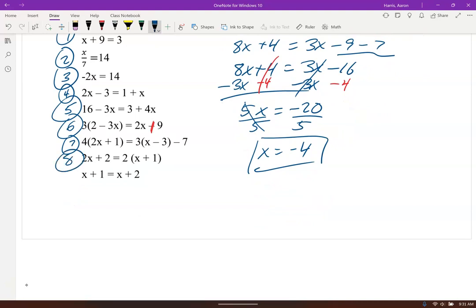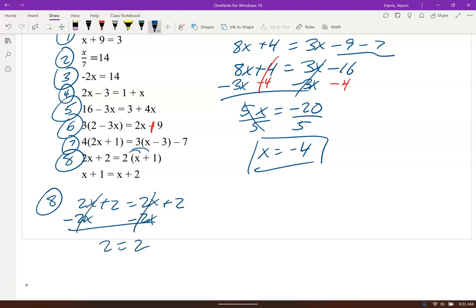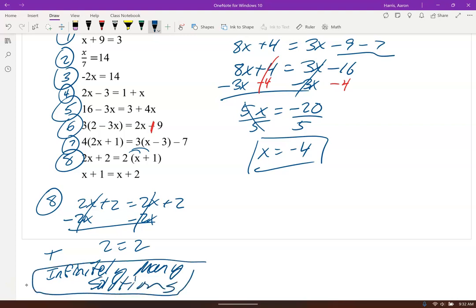Let's do number 8 here. Number 8, I got 2x plus 2. Go ahead and distribute that. It's 2x plus 2. Gosh, look what happens when I get all x's on one side. Those cancel and I have 2 equals 2. Well, then I look at it and I say, is that a true statement? That's true. So that means infinitely many solutions is your answer. In other words, any x value will make this true. It doesn't matter what x value you pick. You could have x being 1 or 2 or 3 or 4. If you plug it into the original, it'll be true every time.